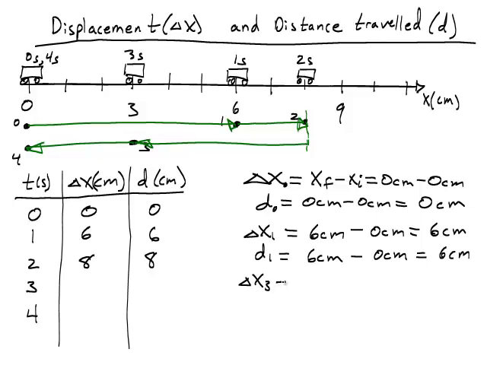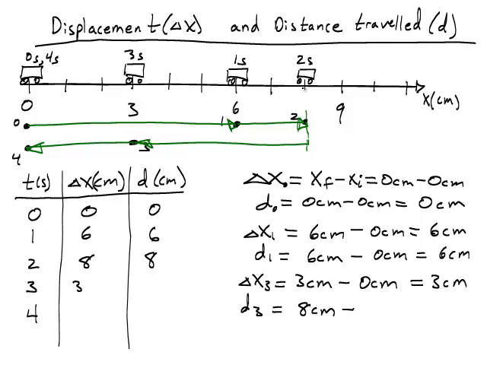So what happens at 3 seconds? Well, at 3 seconds, where am I? I'm at 3 centimeters. Where did I start? 0 centimeters. Therefore, my displacement is 3 centimeters. What about my distance traveled? Well, at 3 seconds, I traveled all the way out to the 8 centimeter mark when I was moving to the right, and then we turned around and we moved back.